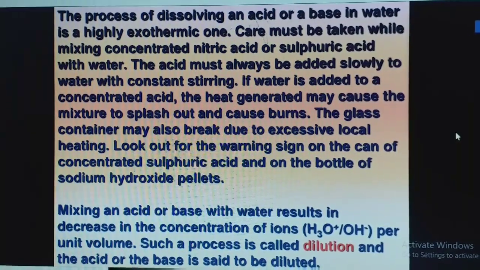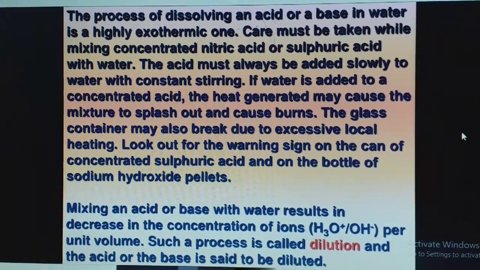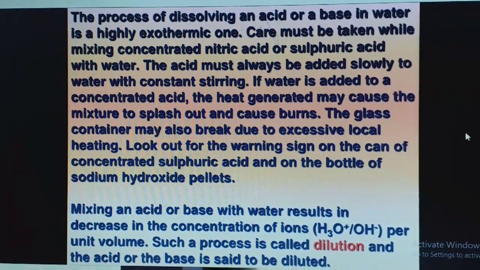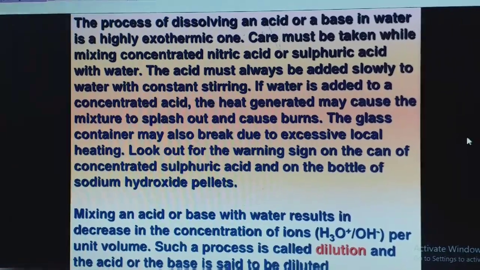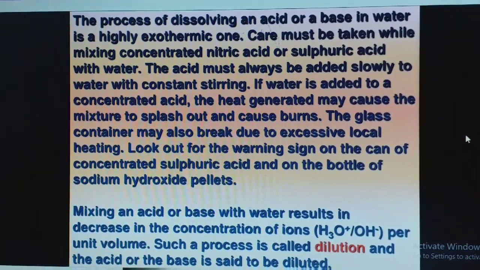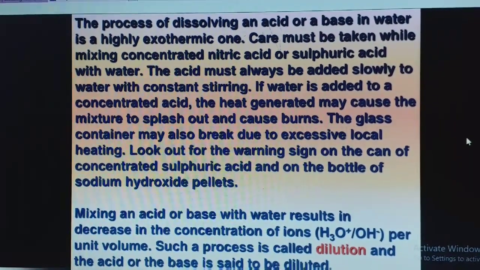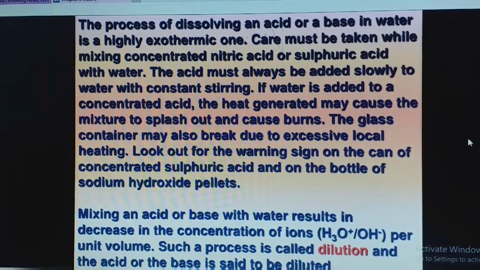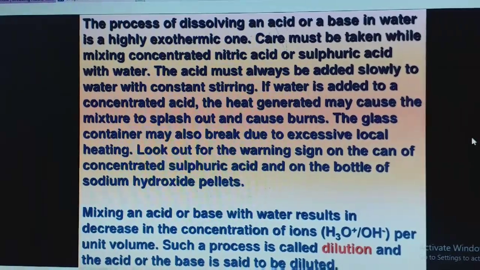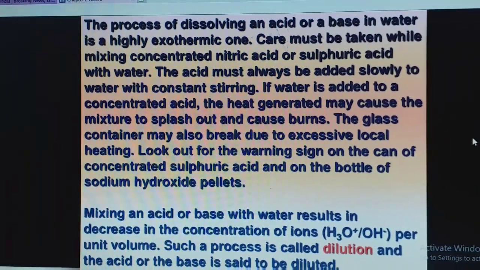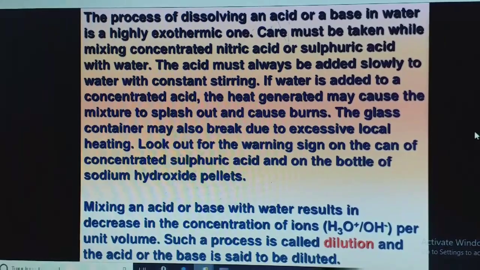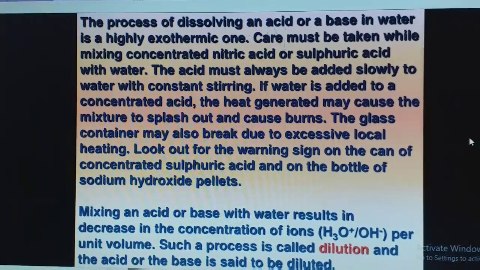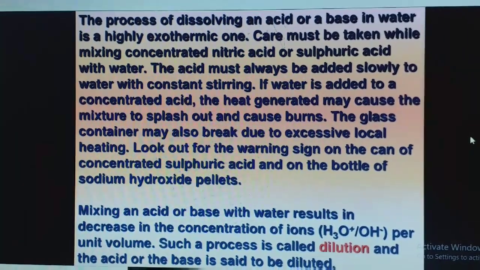So while diluting your acid or base, care should be taken, and especially for acids, how you should dilute. You have to always take water in a container, then slowly add the acid to that. You should not take the acid in a trough and after that add water. Otherwise it splashes out and more heat will be liberated and it causes burns.